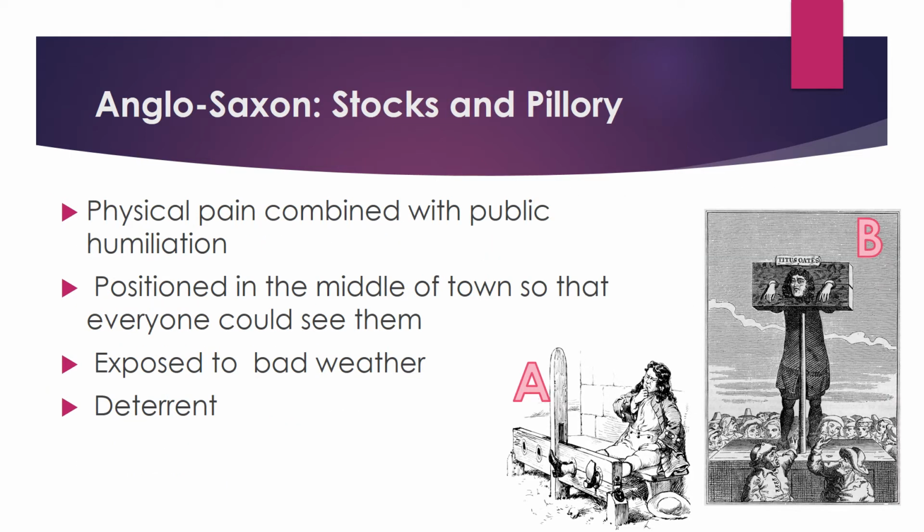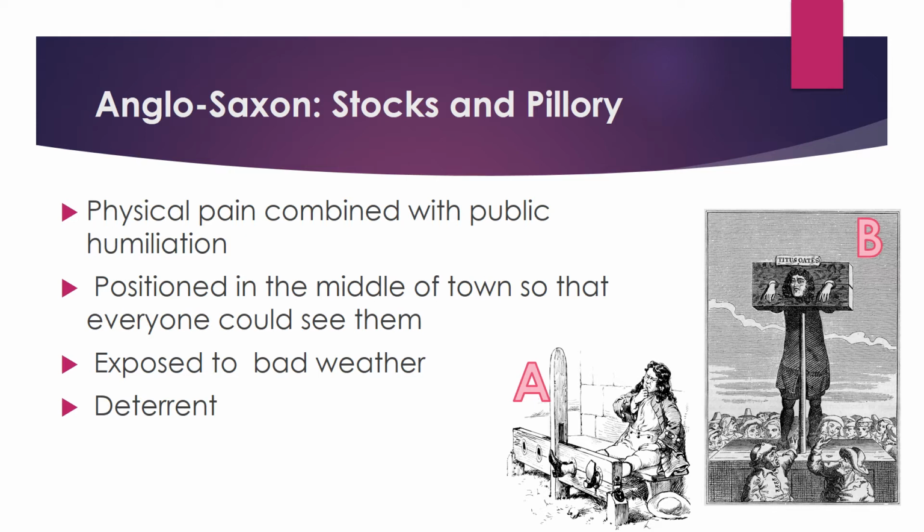The next punishment we have are stocks and pillory. I've got the two images on the right there. Picture A showing the stocks, which is just a man's feet being encased in wood. And the second one is the pillory, where the man's neck and hands are through a plank of wood. It combined physical pain with public humiliation. Obviously having your neck in that position in the pillory would start to really ache after a long time.